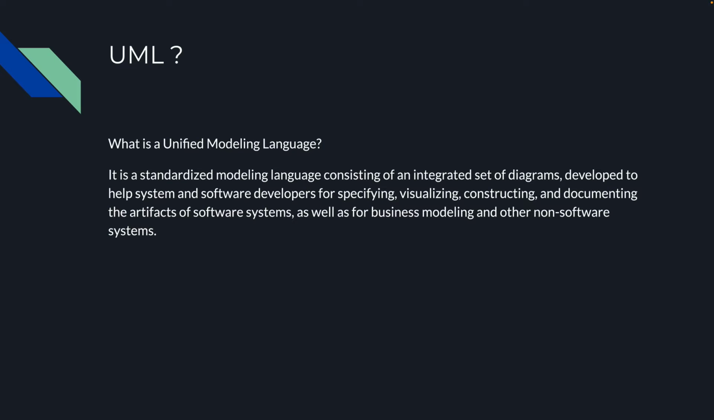First off, what is UML? UML stands for Unified Modeling Language. As the definition goes, it's a standardized modeling language consisting of an integrated set of diagrams developed to help system and software developers with specifying, visualizing, constructing, and documenting the artifacts of software systems, as well as for business modeling and other non-software systems. Basically, UML is a system of diagrams that allows software engineers to visualize these complex systems that they're creating before they try to code them.